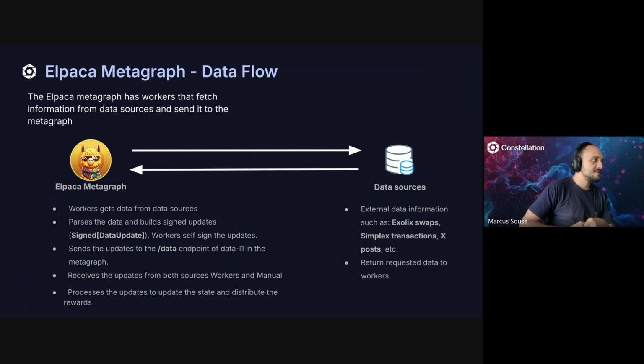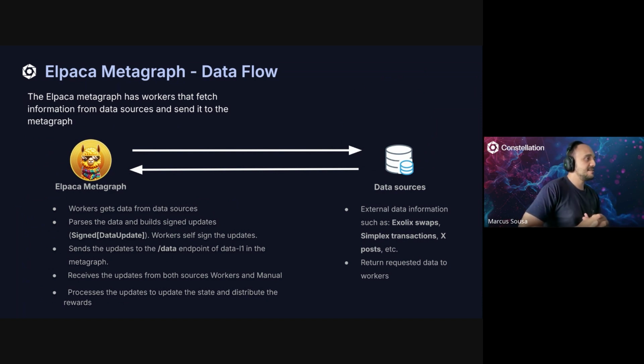So the worker will parse the data, the Elpaca will process it and build a signed update, exactly the signed data update type that we have on Door. Workers will self-sign the updates. This is important. To start a node, we need to provide the P12 file with the information, the key of that node, and the worker will use those keys, through the environment variables, to sign the message and send the message to the Metagraph. So it's self-signed.